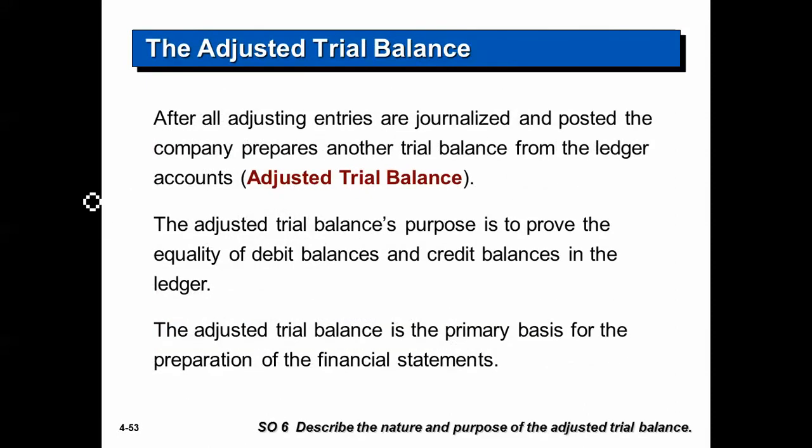Now, the adjusted trial balance. After we have prepared the adjusting entries and journalized them and posted them into the company records, we then take another trial balance from the ledger after the adjustments were made, and this is called the adjusted trial balance. The purpose here is to prove that the debit balance accounts and the credit balance accounts in the ledger are equal. The adjusted trial balance is the point from which we then prepare the financial statements.